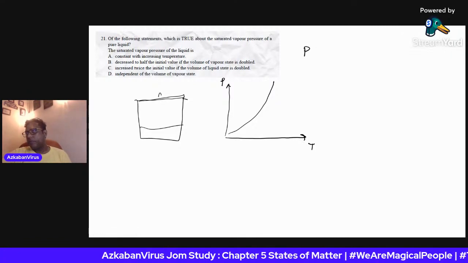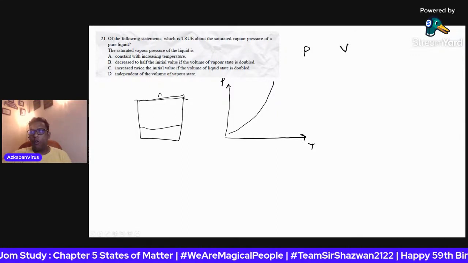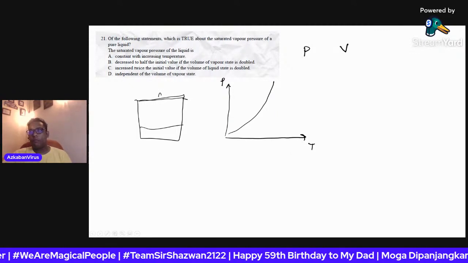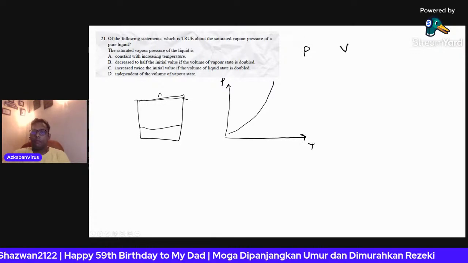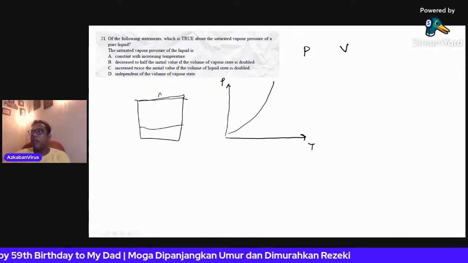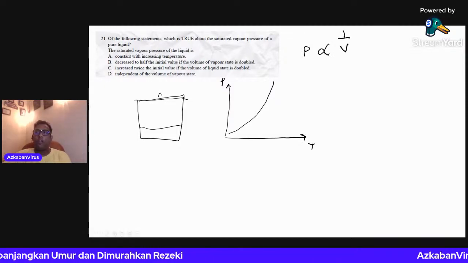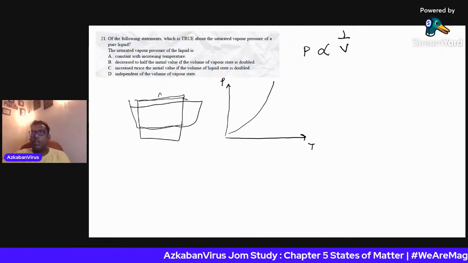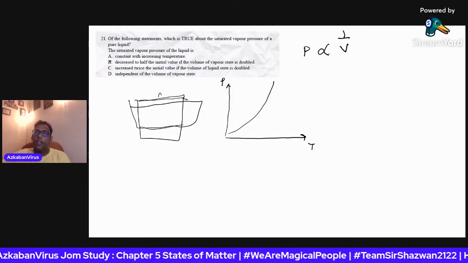Vapor pressure dan volume. Apa hubungan dia? Rules apa yang ada relationship antara pressure dengan volume? Boyle's law. Okay, sebab Boyle cakap pressure is inversely proportional to volume. So, bila you double volume, you besarkan container tu, pressure akan jatuh. Kalau you double, pressure akan jatuh by half. So, jawapan dia adalah B.